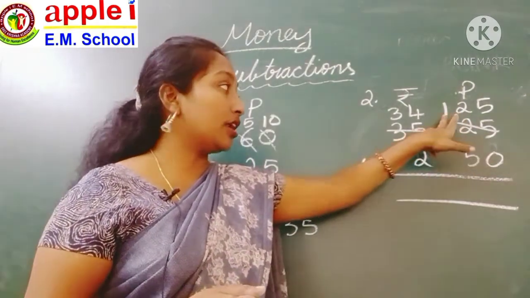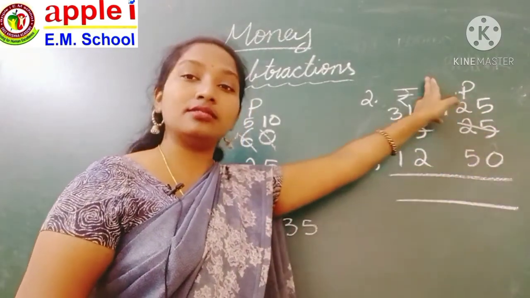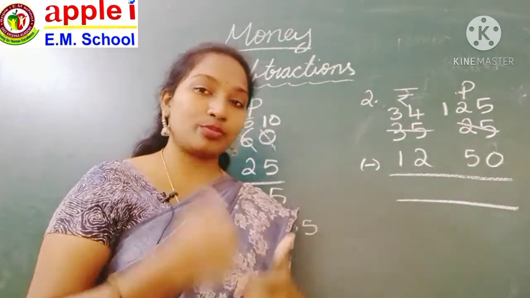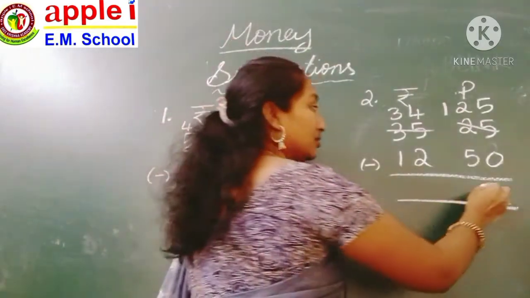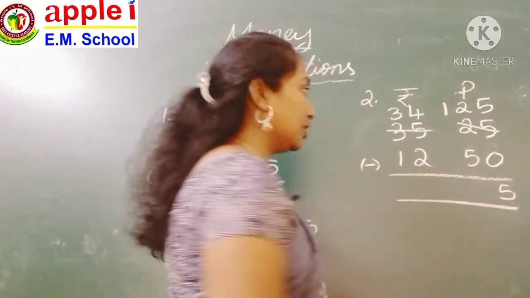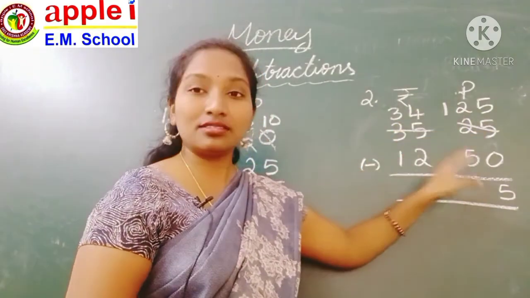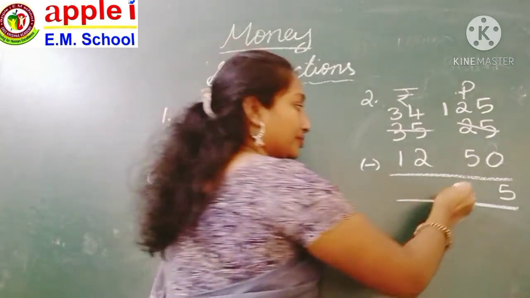Now see, here 125 pies, here 50 pies. This is big and this is small. So we can do subtraction. So 5 minus 0 is 5. Here you can consider two numbers. 12 minus 5. How much? 7.